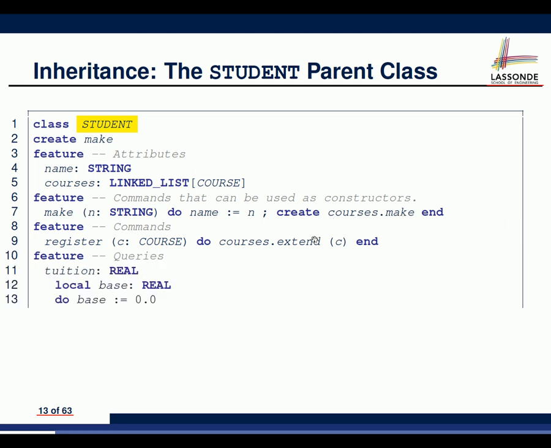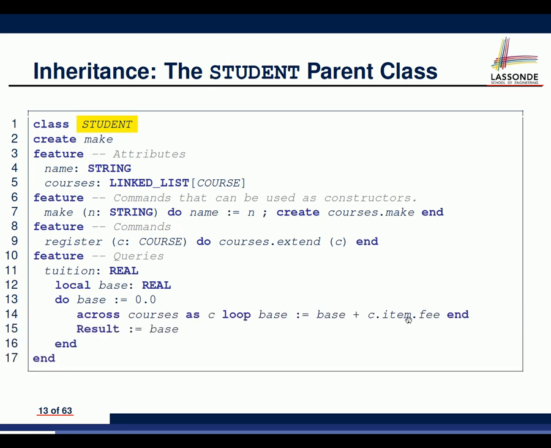And now, for the case of the tuition, remember it's partially overlapped. Which means we only factor out the part about calculating the base amount. We simply say across the courses and calculate the base amount. And that's it. Okay? So that's the student class. So we're creating one more class in this case. Now the question is, how do we define the other two classes?